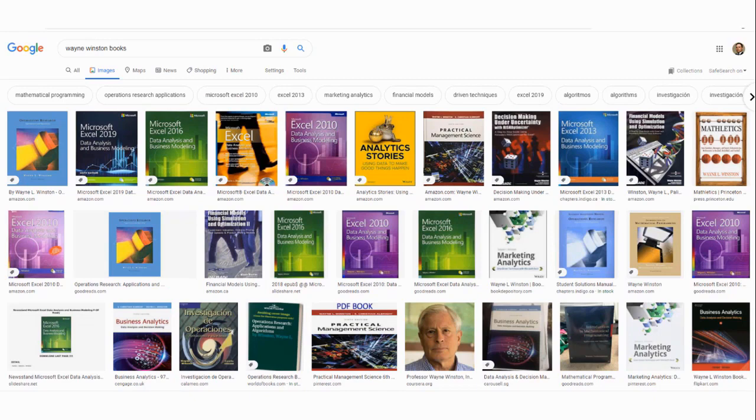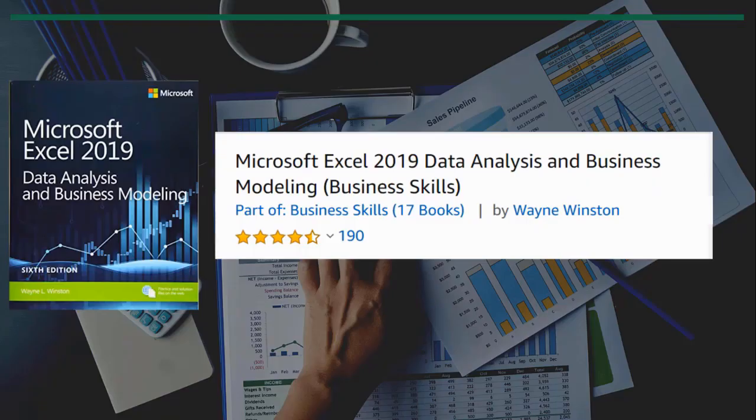Another thing you could do is you could search for his books. Just go to Wayne Winston books and look at images. But you can see Microsoft's book 2019, 2016, 2010. I believe it goes back all the way to 2003, but I'm not 100%. I'm pretty sure, but not 100% on that. So the main book that Dr. Winston has written is his 2019 book. When I say the main book, the most popular book. I mean, all of his books are very popular, but this is his most popular one, as you can see here, based on the reviews. And this is the book that Microsoft has asked Dr. Winston to write. And this is Microsoft's best-selling Excel book on the topic.